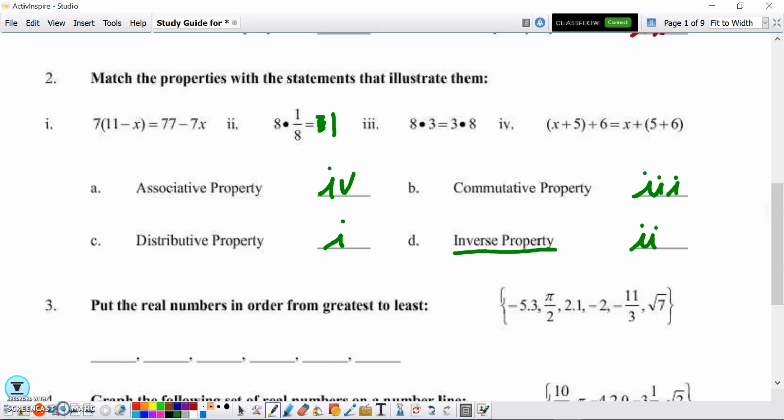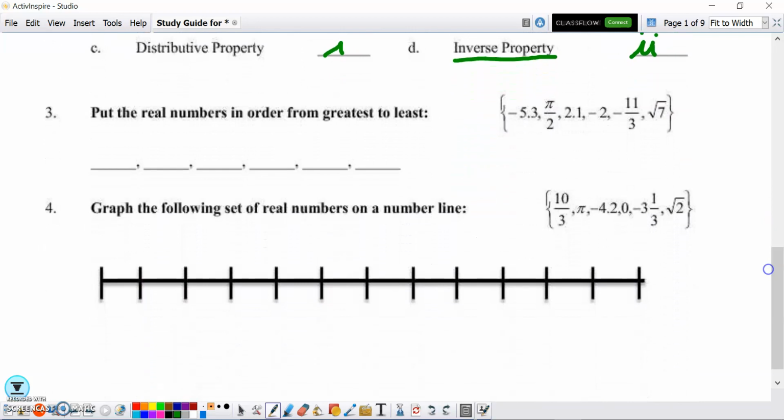All right. Next part, put the real numbers in order from greatest to least. What I would do is I would change each of these to a decimal so I can easily identify where they belong in order from greatest to least. So if I do that, I would notice that the square root of 7 is the largest.